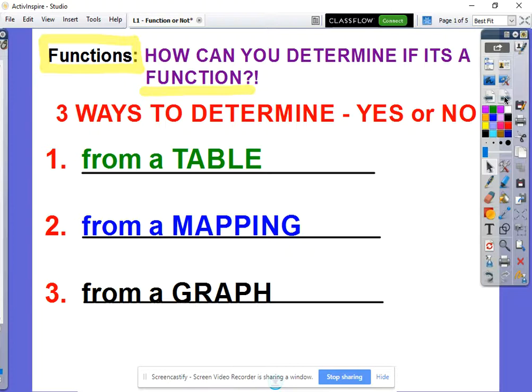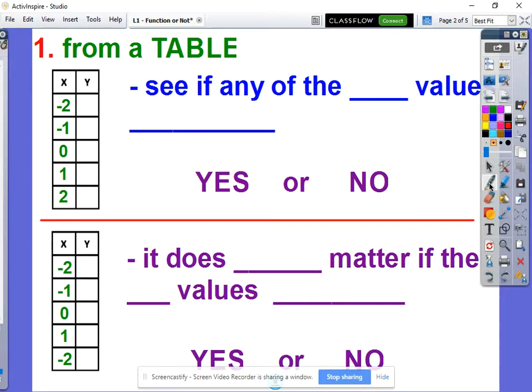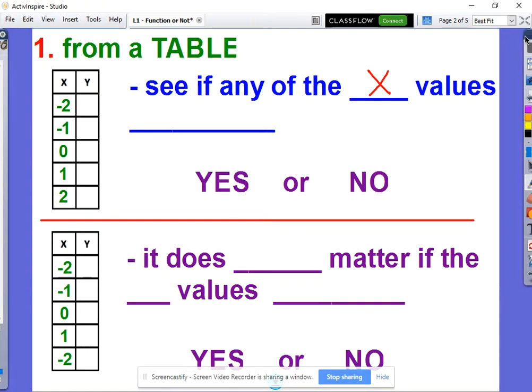So from a table, what does that look like? If we do our notes very quickly here, you can see we have two different tables off to the left-hand side, and I'll show you how you fill those in. Basically, if you want to determine if something is a function from the table, you have to ask yourself this question: see if any of the x values, and this is the most important word, repeat themselves. See if any x values repeat.